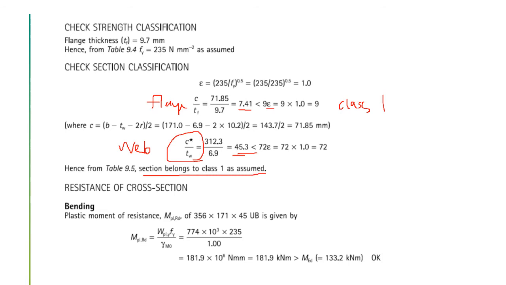Okay, and then you check the resistance of the cross section. The first resistance that you need to check is bending resistance MPLRD. So for this, we have known that WPLY is equals to 774 centimeter cube. You substitute into this equation for class 1, 774 times 10 power of 3 since we changed to unit millimeter cube, then times Fy divided by gamma M0. So we get that our plastic moment resistance is equals to 181.9, which is greater than our MED value, and our section is adequate in bending. So the checking is pass.